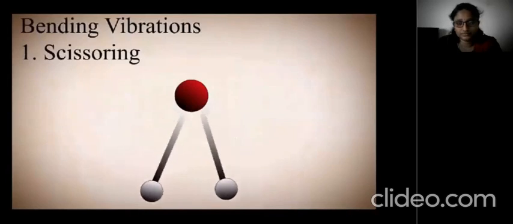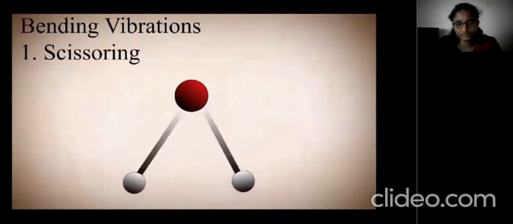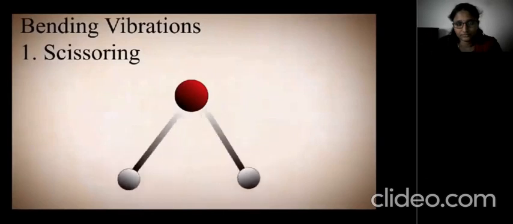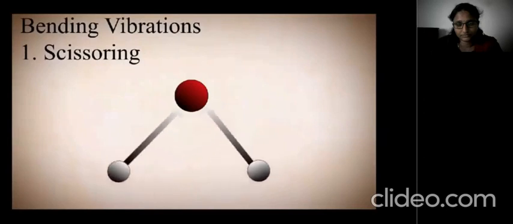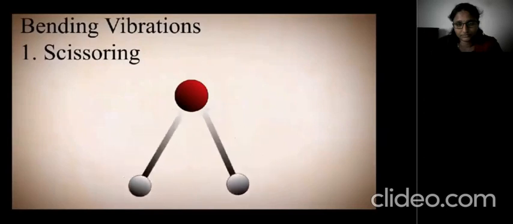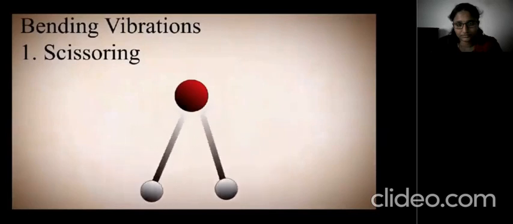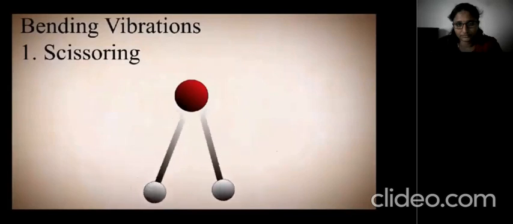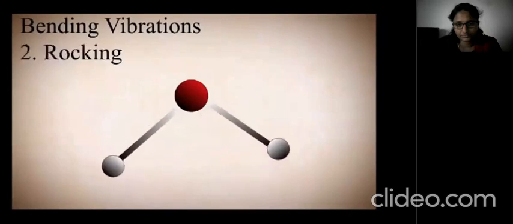We have the second major type, that is bending vibration. These bending vibrations are again of four types. The first one is scissoring. Scissoring vibration is an in-plane vibration. Here both the atoms are coming towards each other and simultaneously they are going away from each other, but both the atoms remain in the same plane. So that's why scissoring vibration is an in-plane vibration.